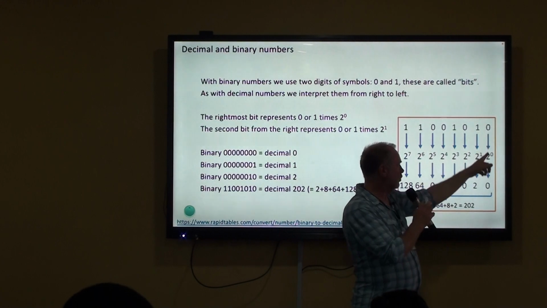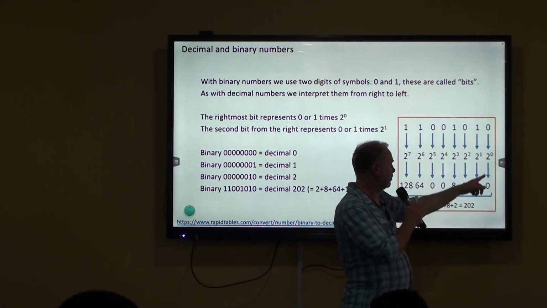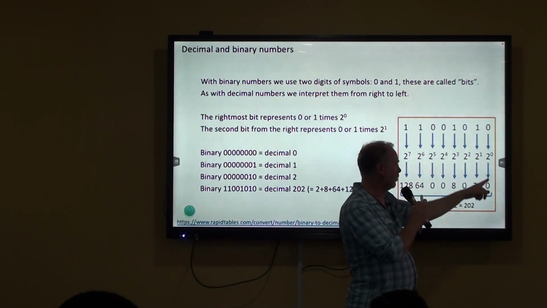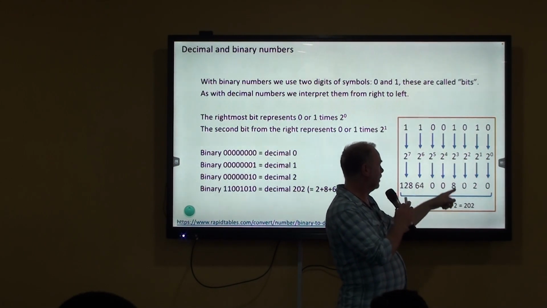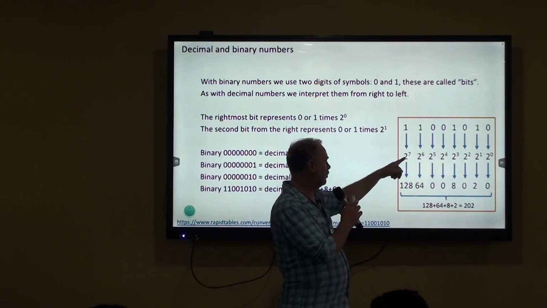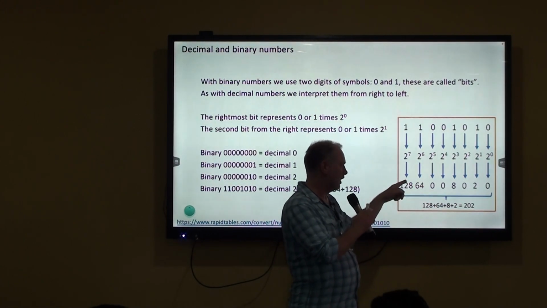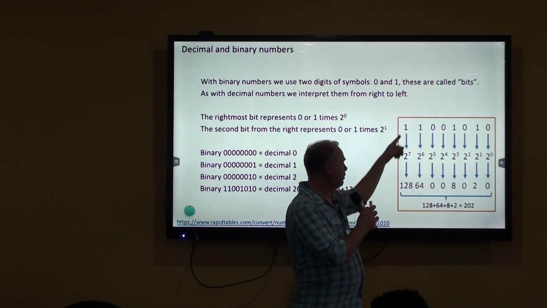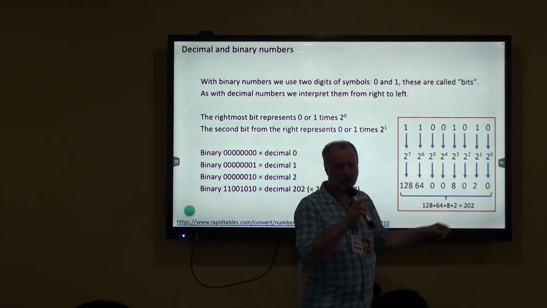So this is 2 to the power 0, 2 to the power 1, 2 to the power 2, 2 to the power 3. So 0 times 2 to the power 0 is 0, etc. And 1 times 2 to the power 7 is 128. Then we take the sum of all these numbers, and in this case, this binary pattern represents the decimal number 202.